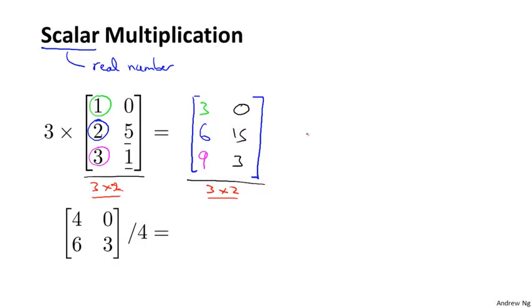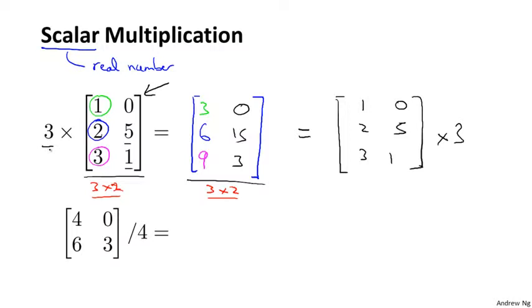And by the way, you can write multiplication either way. So I had 3 times this matrix. I could also have written this matrix 1, 0, 2, 5, 3, 1, I just copied this matrix over to the right. I can also take this matrix and multiply it by 3. So whether it's 3 times the matrix or the matrix times 3 is the same thing, and this thing here in the middle is the result.